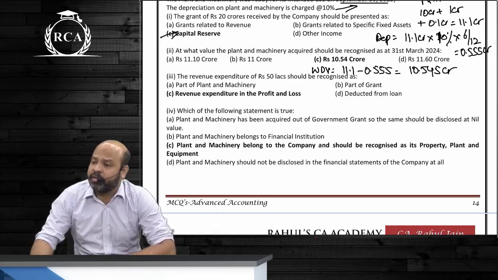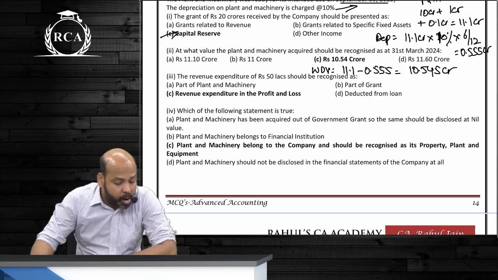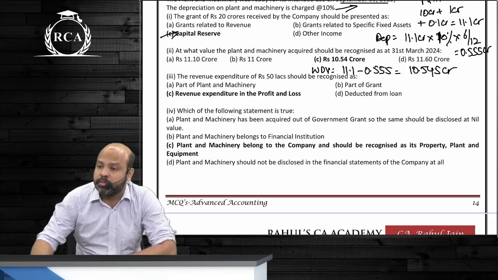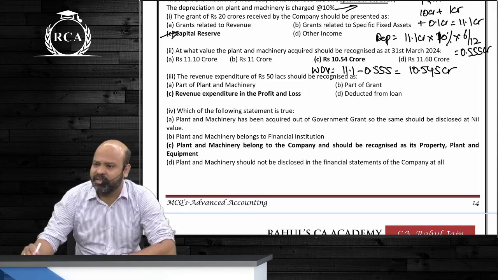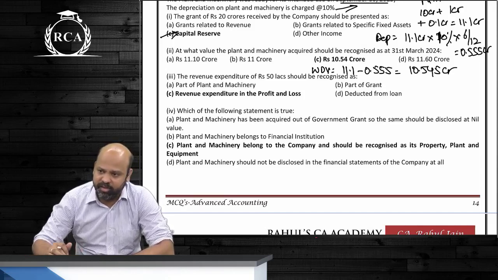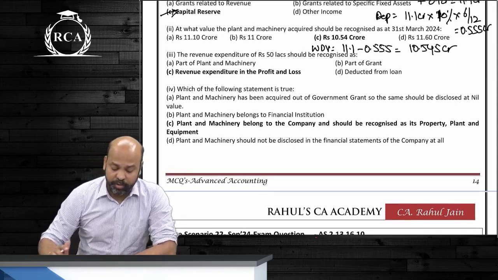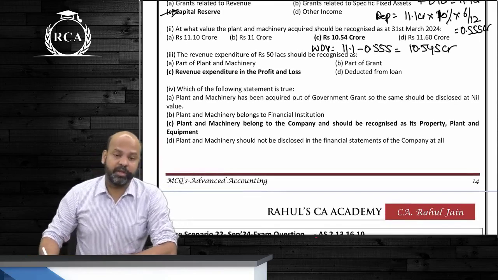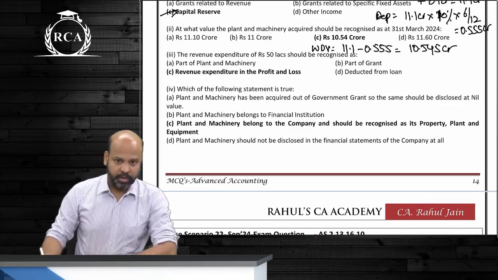Is this clear, kids? Backbenchers Association, is this clear? What will you do with that revenue expenditure, guys? Transfer to P&L account. Next.